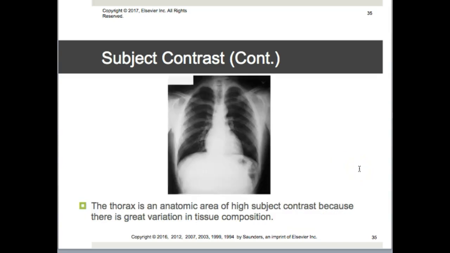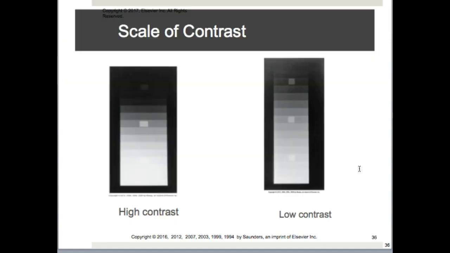The thorax is an anatomic area of high subject contrast because you have the heart, which is dense, and you have the lungs, which are black. The heart's going to absorb a lot in the mediastinum, whereas in the lungs, the beam is going to pass right through. Here's your scale of contrast. This is high contrast because it goes from black to white really fast. And this is low contrast. You have lots of shades of gray. So high contrast is few shades of gray, whereas low contrast is lots of shades of gray. There's very low difference between each step, whereas here, this is high. So this is really steep steps, whereas this is low steps.